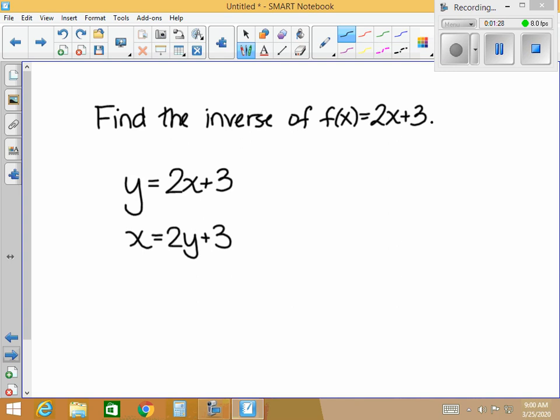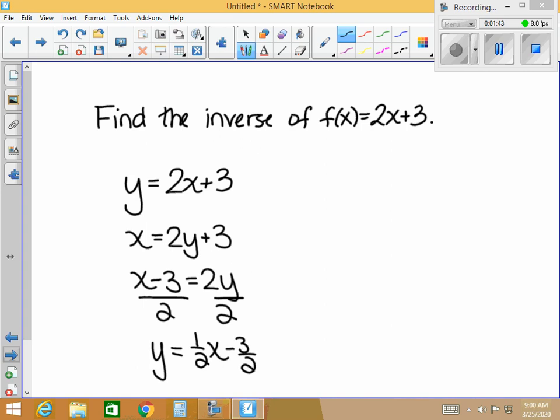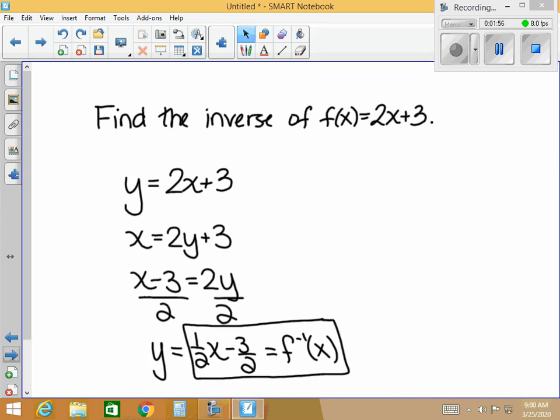From here, then I'm going to solve this equation for y. So subtract 3 from both sides, divide everything by 2. It says y equals 1/2 x minus 3/2. If I'm able to do this successfully, what that means is this is the inverse of the function that I started with. So I will replace all of the x's with y's, replace all y's with x's, and then solve the new equation for y.